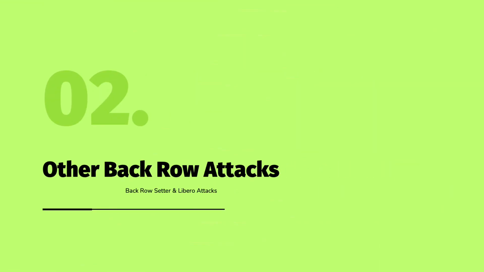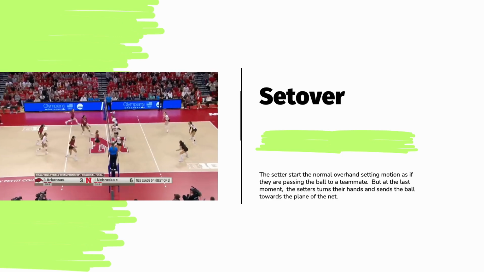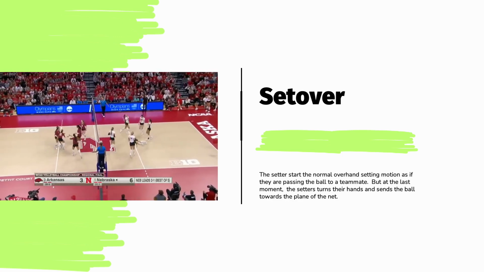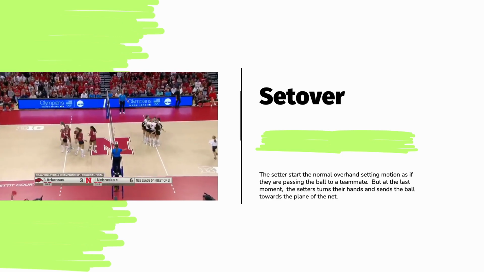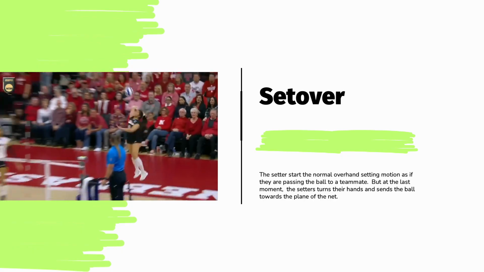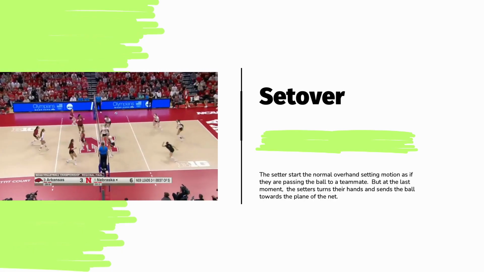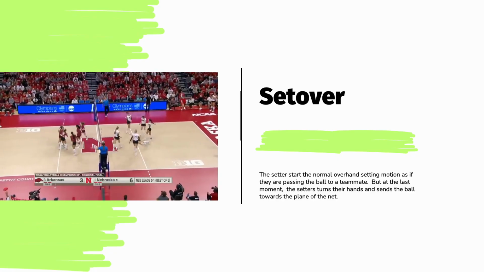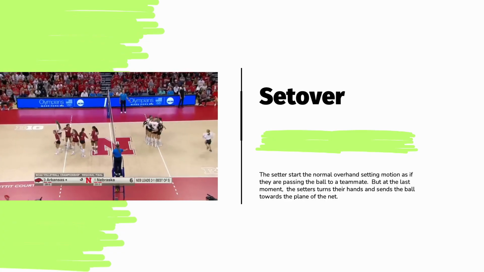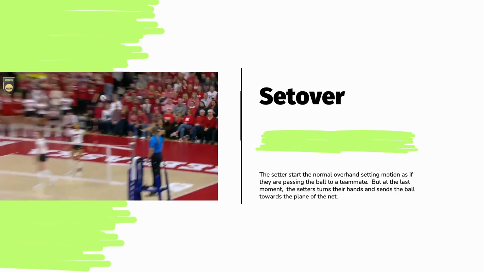Now let's look at some other back row attacks that you may see occur in matches. The set over is an attack by our setter, who may be a back row player or a front row player. This particular attack starts where our setter begins a normal overhand setting motion as if they're passing the ball to a teammate. But at the last moment, the setter turns their hands and sends the ball towards the plane of the net.